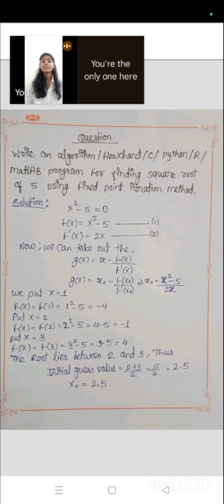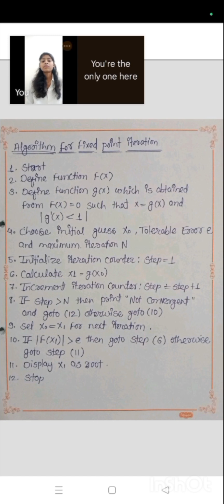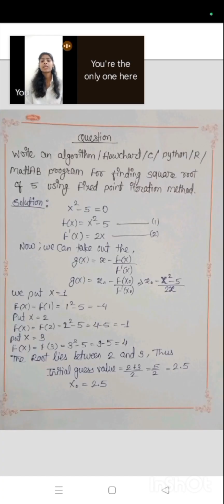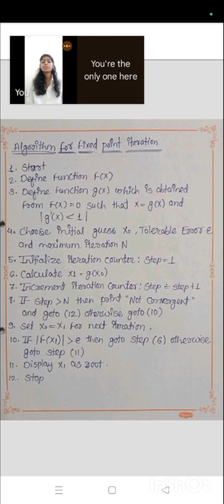Now we write the algorithm for the fixed point iteration method for finding the square root of 5. First of all, we start the algorithm, and in the second step we define the function f of x. Our function f of x is equal to x square minus 5, and in the third step we define the function g of x, which is obtained from f of x is equal to 0 such that x is equal to g of x, and g dash x is always less than 1.